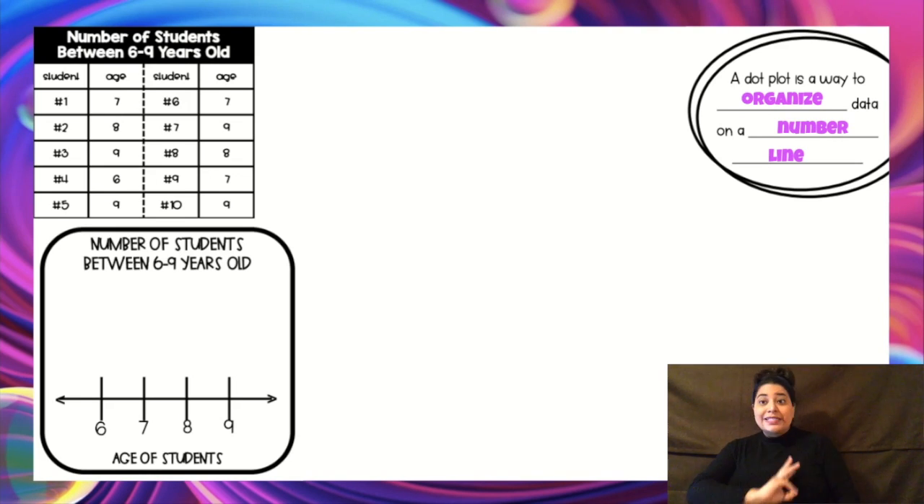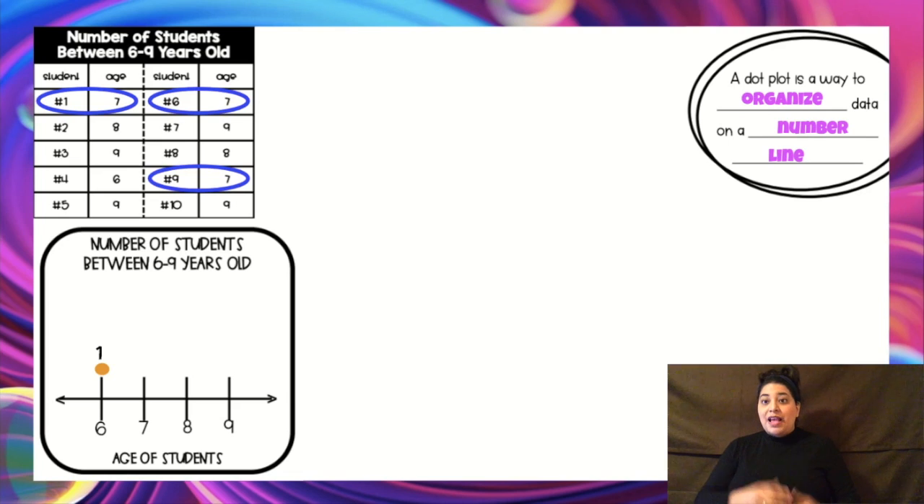So what I've done, and what you should do if you had paper and pencil, is you should go ahead and circle that data. Okay, there's only one. Student number 4 is 6 years old. There's no other kiddo that's 6 years old. Okay, so then we're going to put a dot for 6. That means one kiddo.